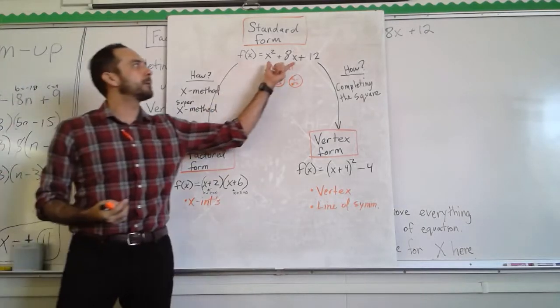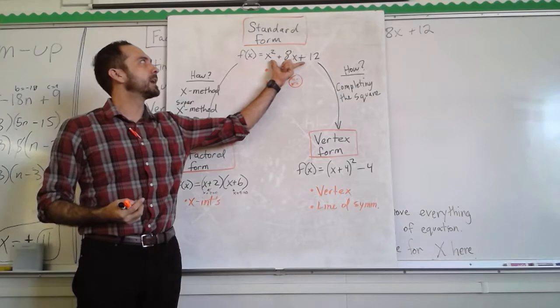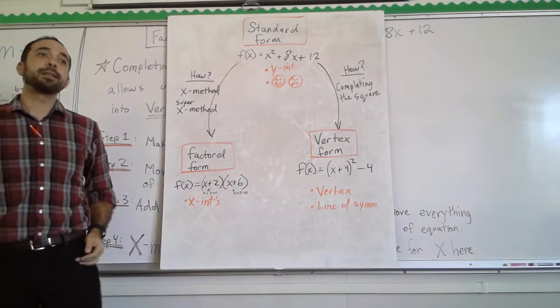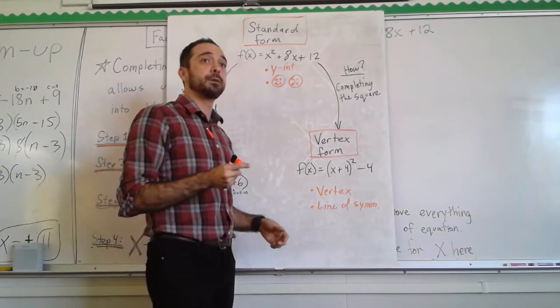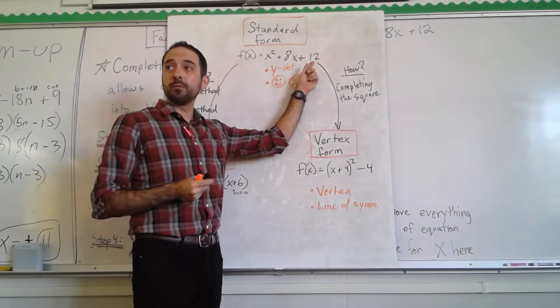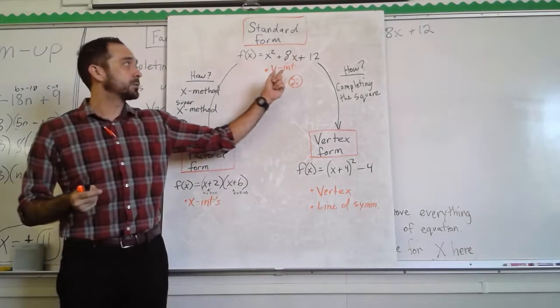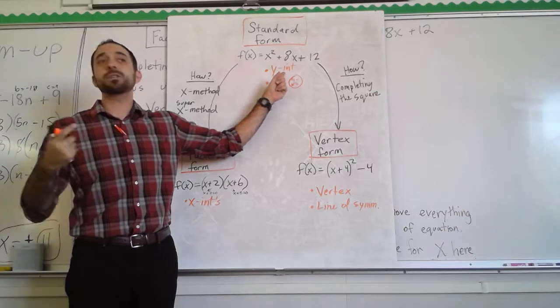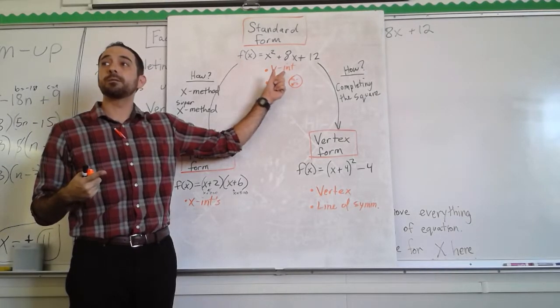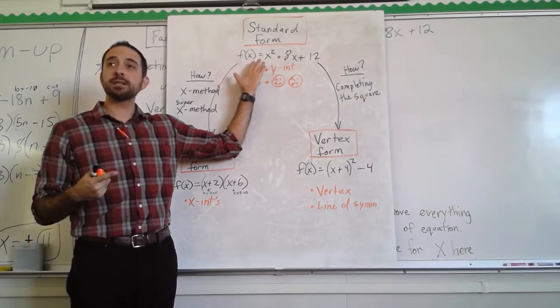So if I'm looking at this standard form equation, what's my y-intercept? How do I know that that is my y-intercept? My c value is always the y-intercept. So when we're in standard form, it's really easy to find the y-intercept. It's also really easy to see if it's happy face, sad face, if it opens up or down. So what is my a value in this case? Is it positive or negative?